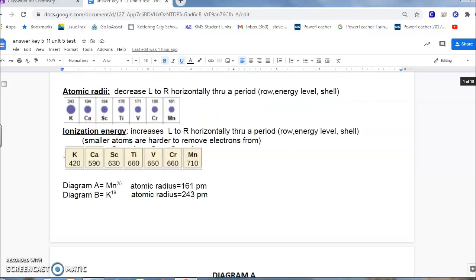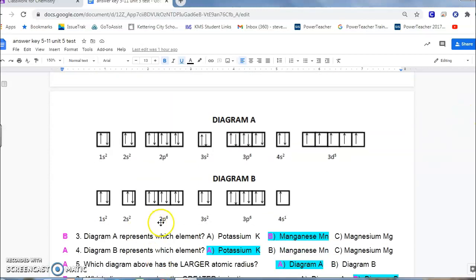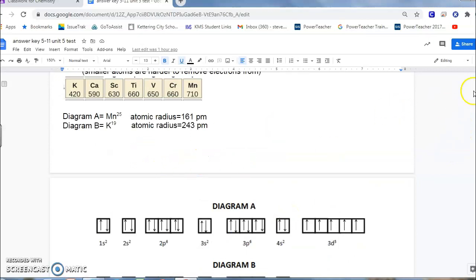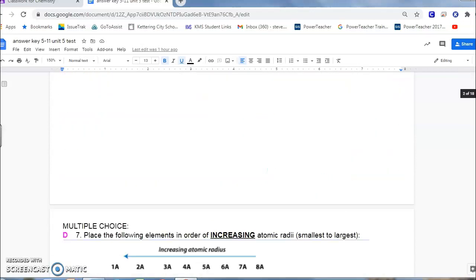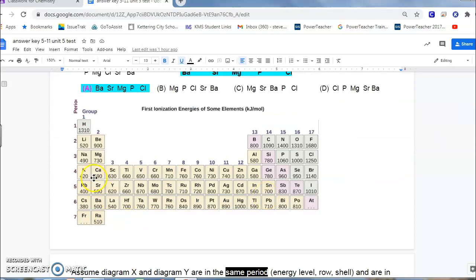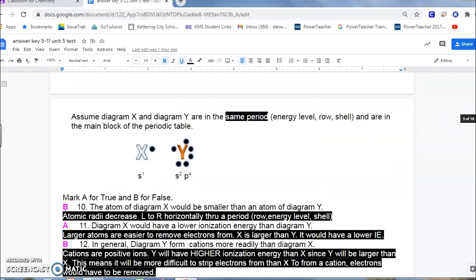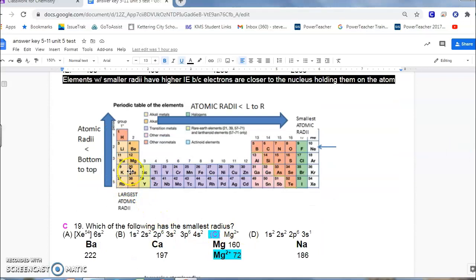Who's diagram B? Diagram B, let's count the electrons. 2 and 2 and 6 is 10, and 2 is 12, and 6 is 18. This one has 19. If we look on a periodic table, potassium's the one that has 19. You need to have a periodic table out when you do these kind of things. If we look at a periodic table of elements, we would find out potassium's number 19, manganese is number 25.